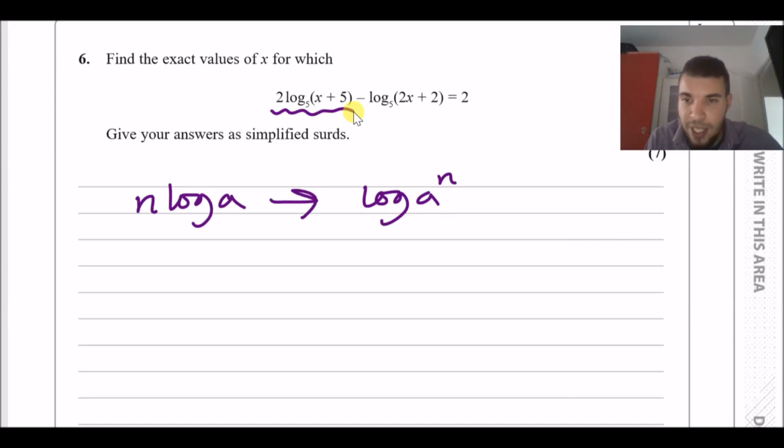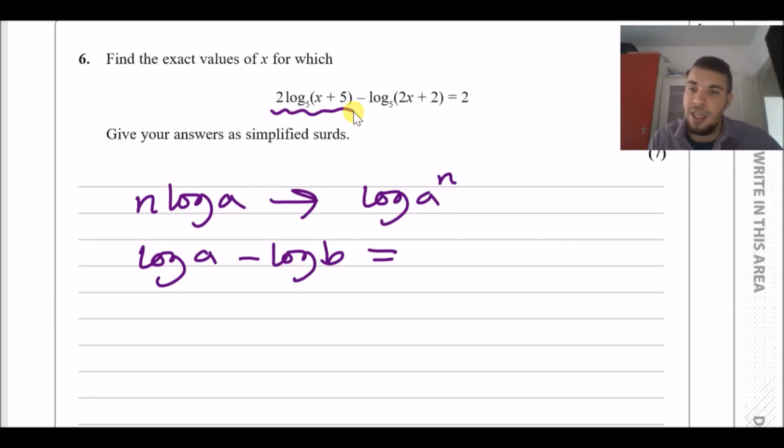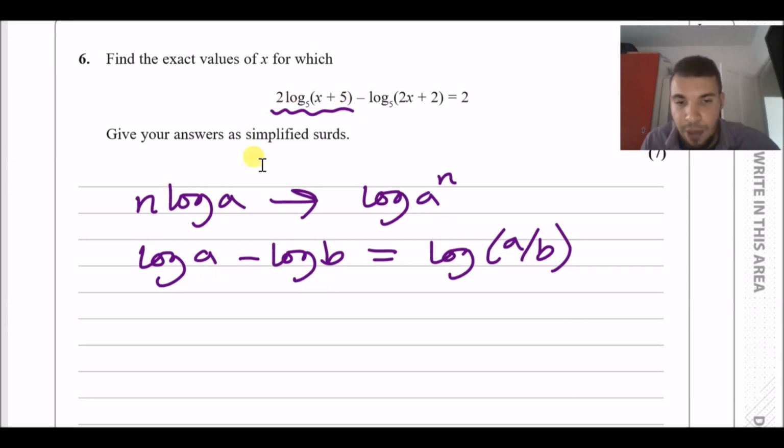Now, if you're subtracting logs, let's say we have log a minus log b. This is the same as saying log a divided by b. So this uses the division rule. And likewise, if you're adding logs, it will be log a plus log b equals log a b. So log a times b. Okay, so that's really it.